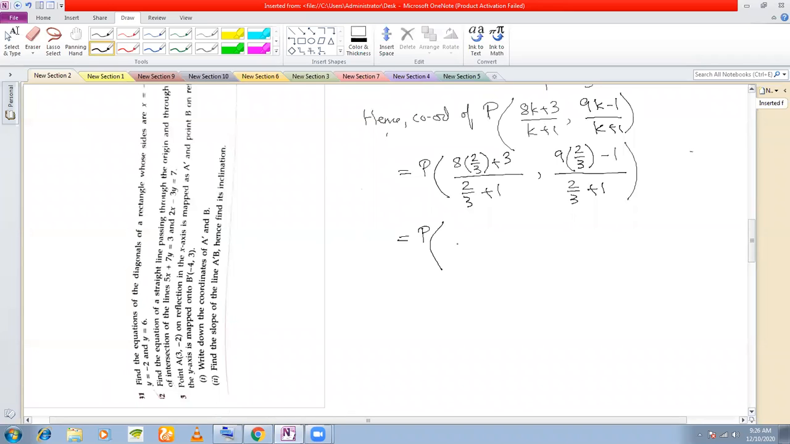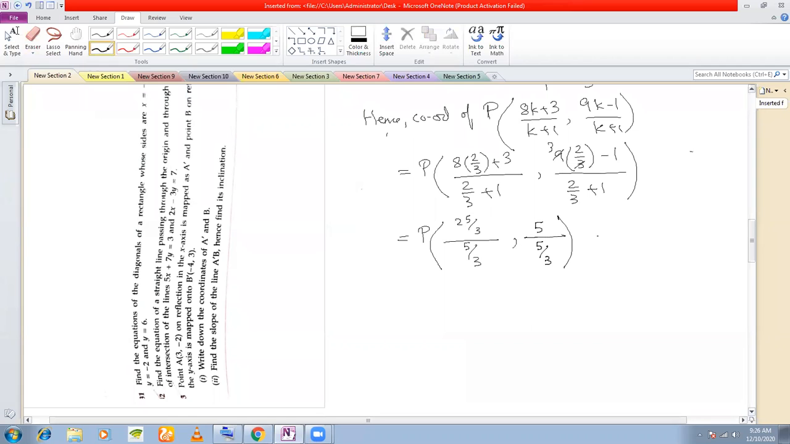16 plus 9 is how much? 25. This is 25 by 3 and this is 5 by 3, and this is 18 minus 3, 15. 15 by 3. You can cancel here also, 3. So you get 6 minus 1, 5. You're only getting a 5 here. And in the denominator you have 5 by 3.